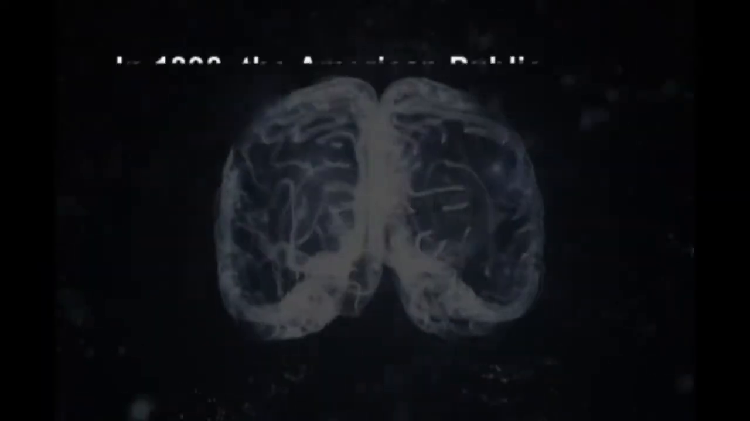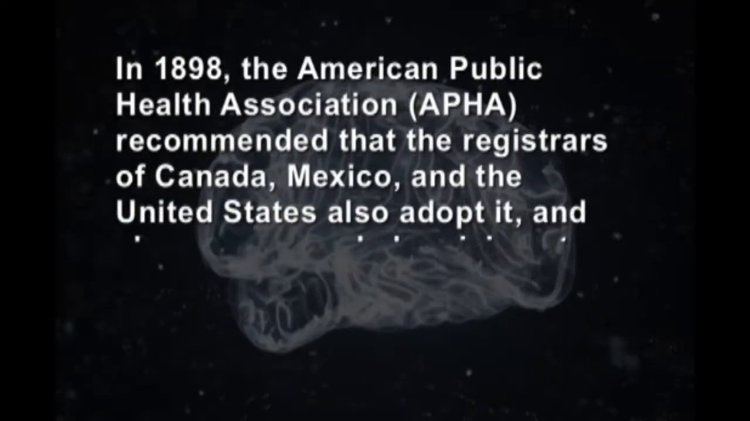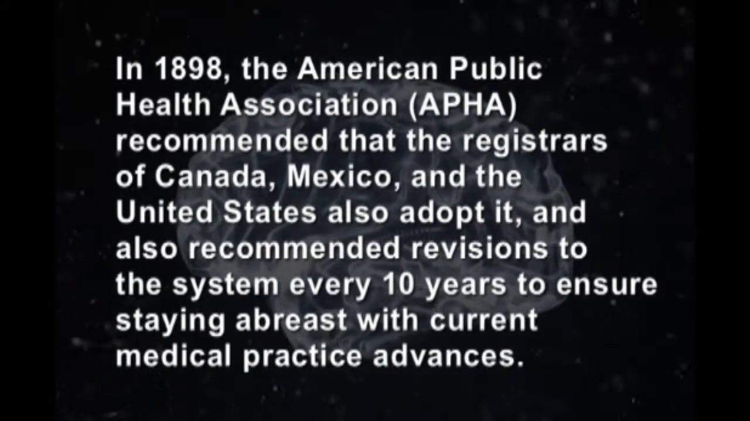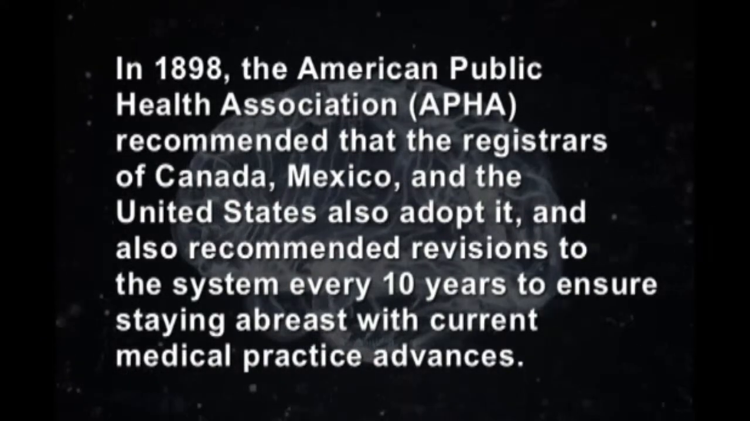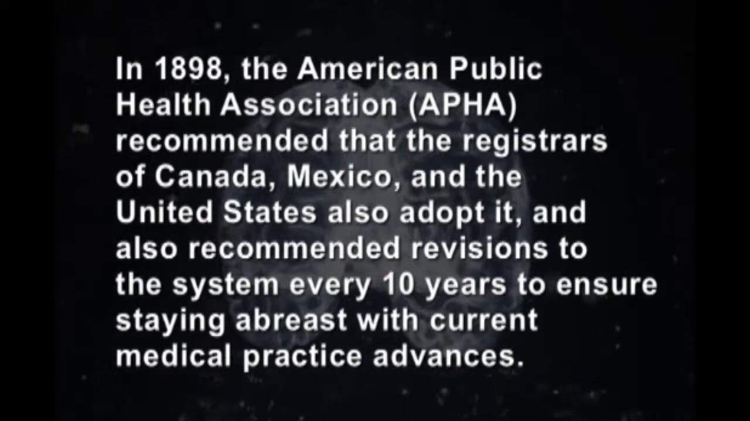Subsequent revisions, adoptions by various countries, and expanding from the original 44 titles to 161 titles took place later. In 1898, the American Public Health Association recommended that the registrars of Canada, Mexico and United States also adopt it, and recommended revisions of the system every 10 years so that it ensures staying abreast of current medical practice advances. As a result, the first revision took place in 1900 and so on and so forth. The revisions which followed contained minor changes till the 6th revision of the classificatory system.